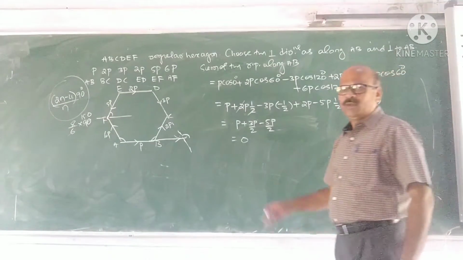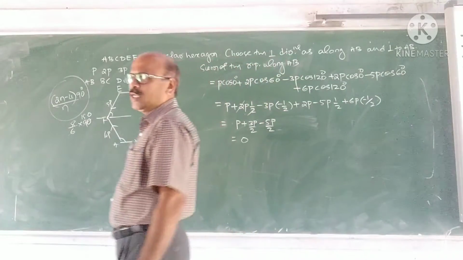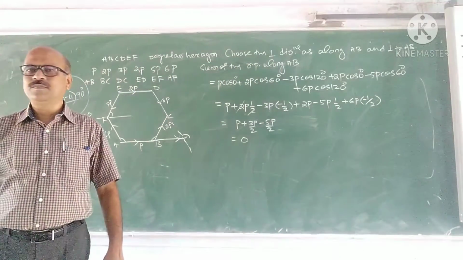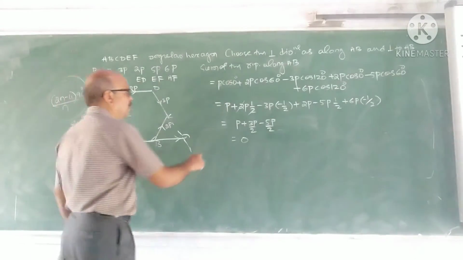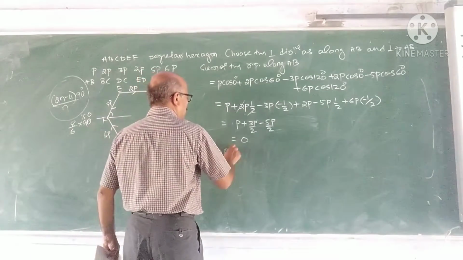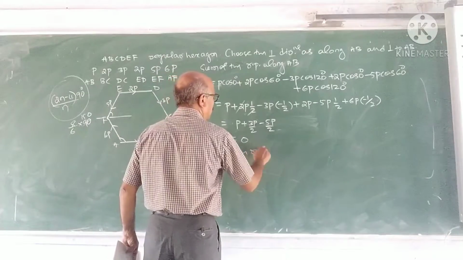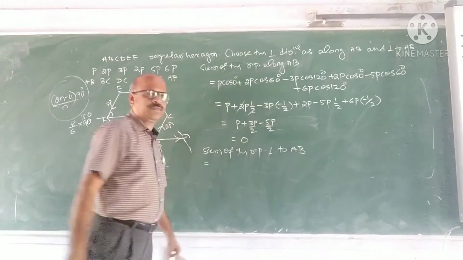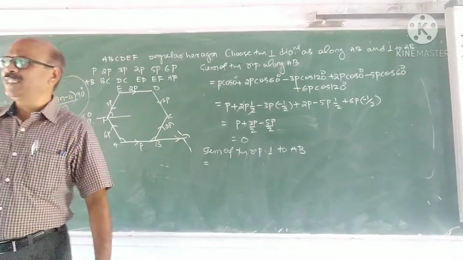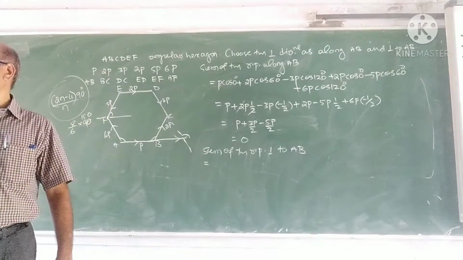So the algebraic sum of the resolved parts of the forces along AB is 0. Now the sum of the resolved parts perpendicular to AB: how to get it?